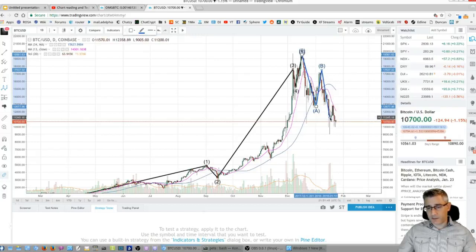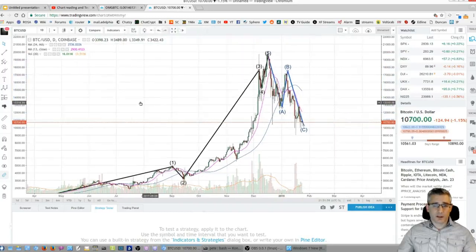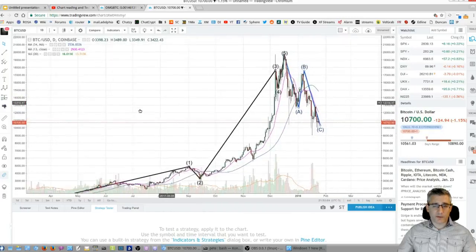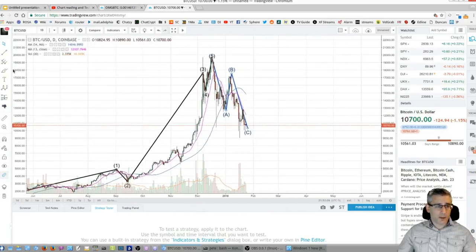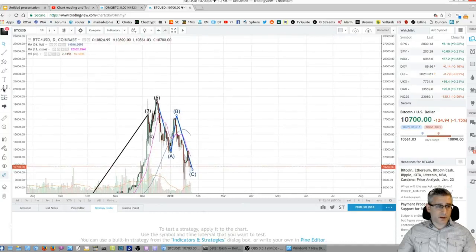Now this could be C. C may not be formed yet, so it's still trying to figure out what it's doing. So, all right, let's say this is C. Okay, what this could imply is, if we move over a little bit, so if this is a full Elliott wave cycle, there is a good chance that it's going to bounce here and go bullish again.